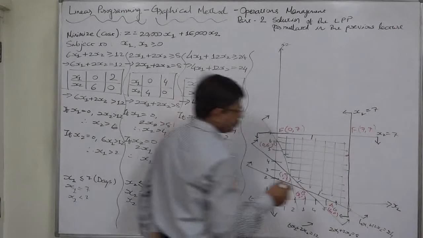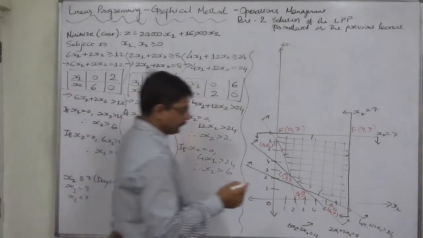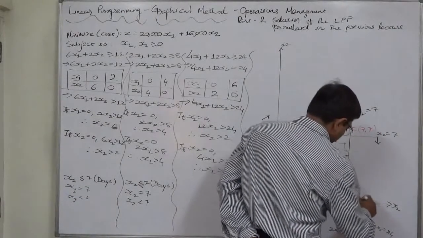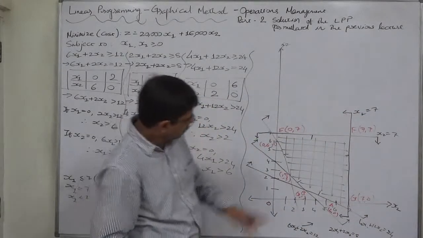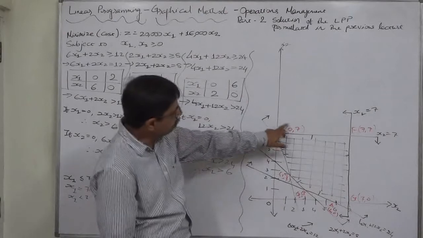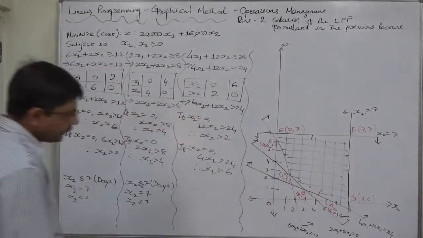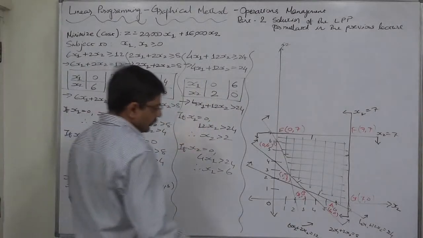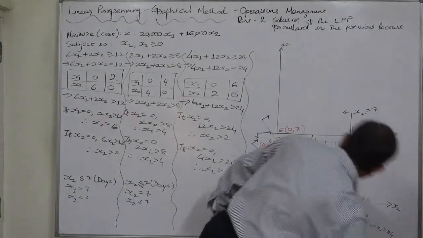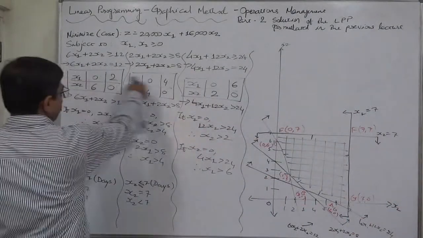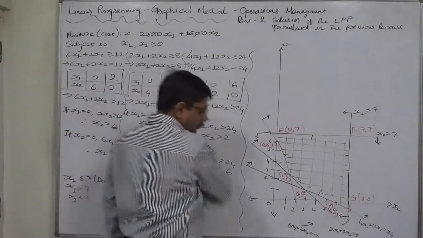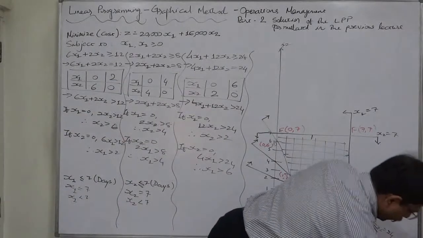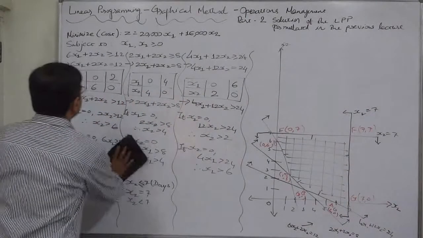Both the mines should work for all 7 days a week. And this is G, 7 and 0. Only mine 1 works for 7 days. Only mine 2 works for 7 days, and so on. Now let's check at which point the objective function takes its minimum possible value. For that purpose, we need to substitute the coordinates of all these corner points into our objective function.